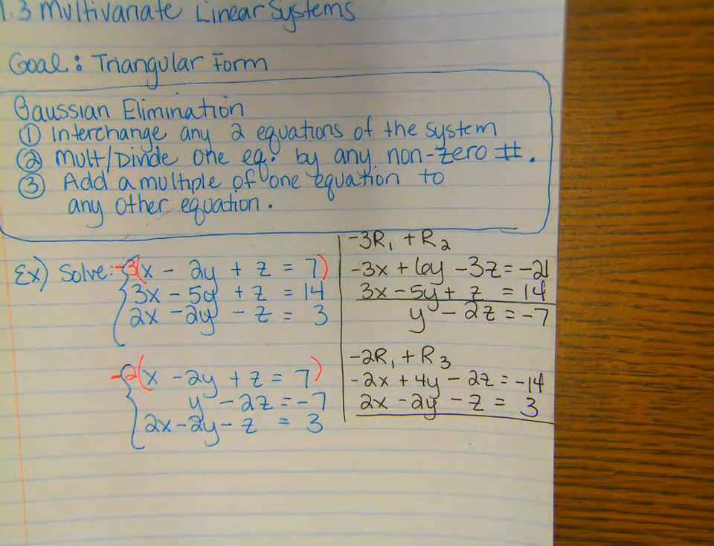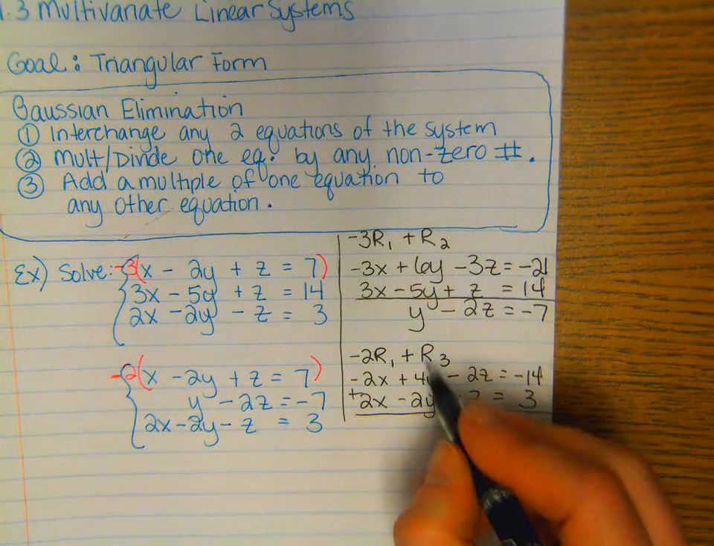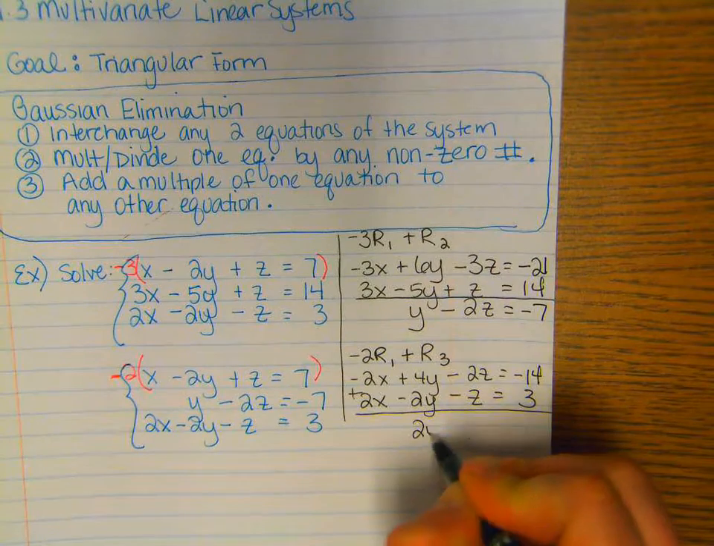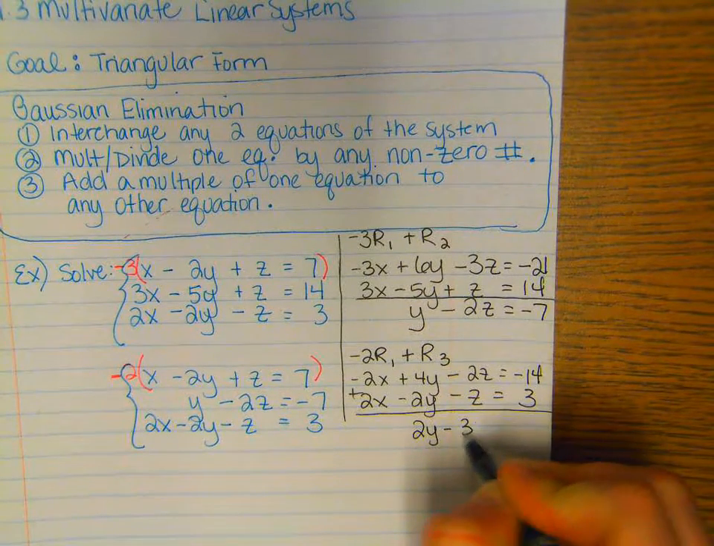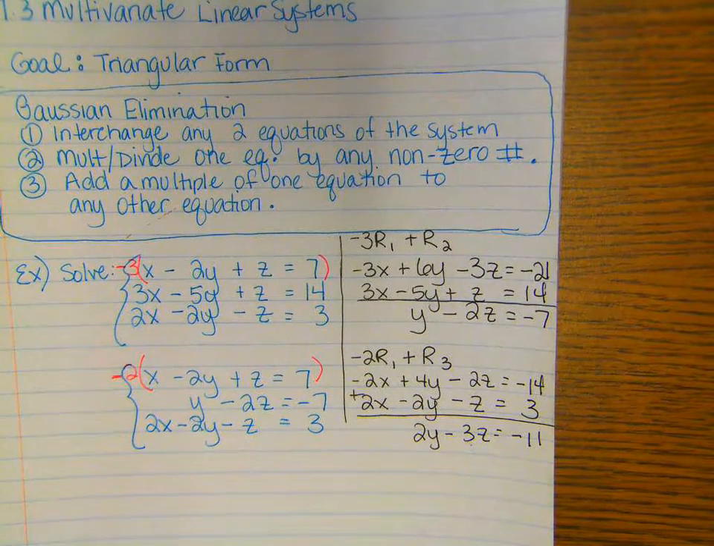Alright, let's add them together. So, eliminated x's, that's what I wanted. Now I have 2y minus 3z equals negative 11. Where do you think I'm going to put that? What did I just add it to? Row 3. Because that's what I'm adding it to. Remember, that was my goal to eliminate that. That's where I'm going to put it back in.